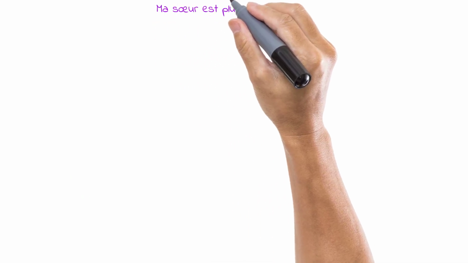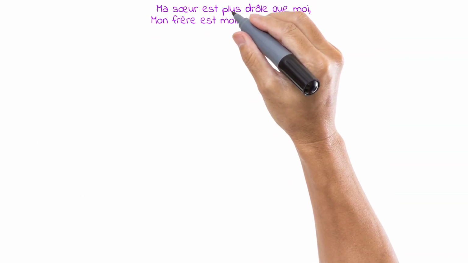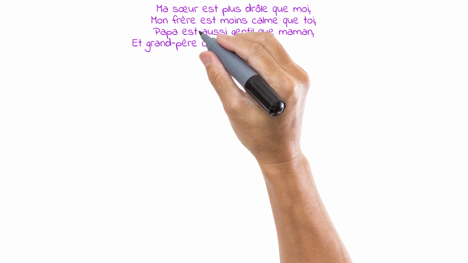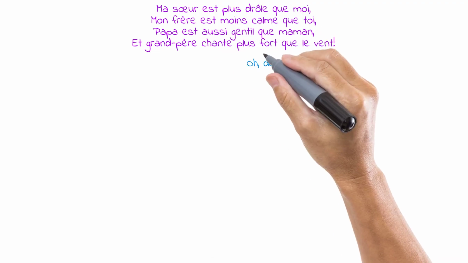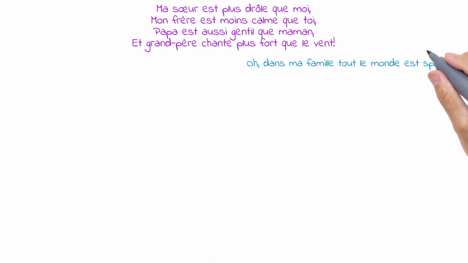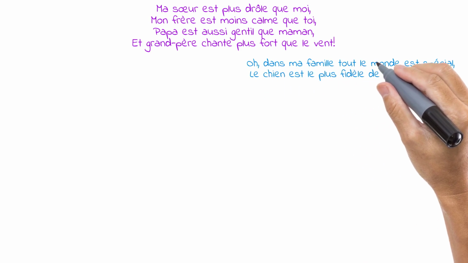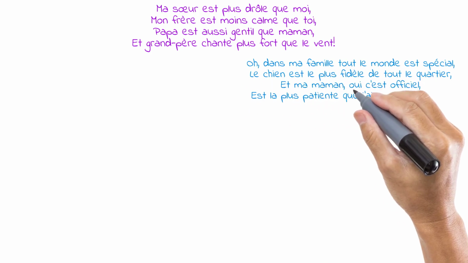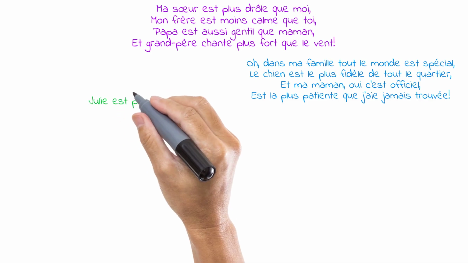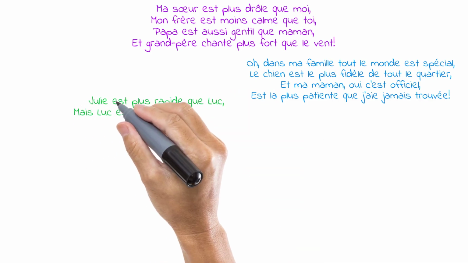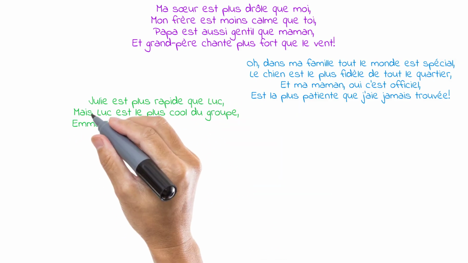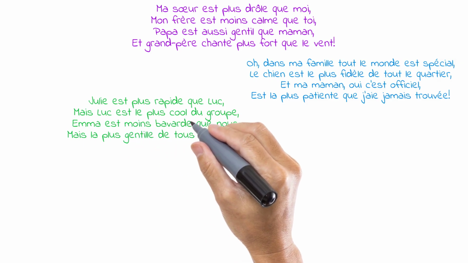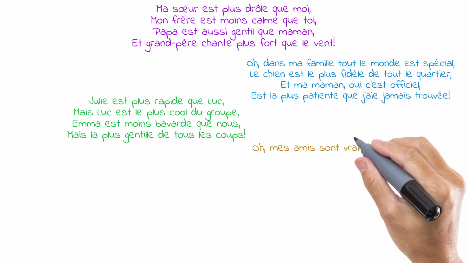Ma sœur est plus drôle que moi, mon frère est moins calme que toi. Papa est aussi gentil que maman et grand-père chante plus fort que le vent. Oh, dans ma famille, tout le monde est spécial. Le chien est le plus fidèle de tout le quartier. Et ma maman, oui c'est officiel, est la plus patiente que j'ai jamais trouvée. Julie est plus rapide que Lou, mais Luc est le plus cool du groupe. Emma est moins bavarde que nous, mais la plus gentille de tous les coups. Oh, oh, oh. Mes amis sont vraiment incroyables.